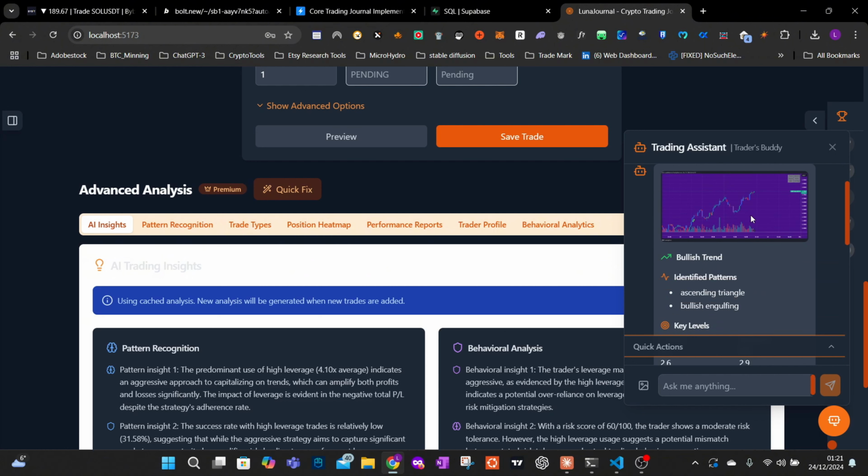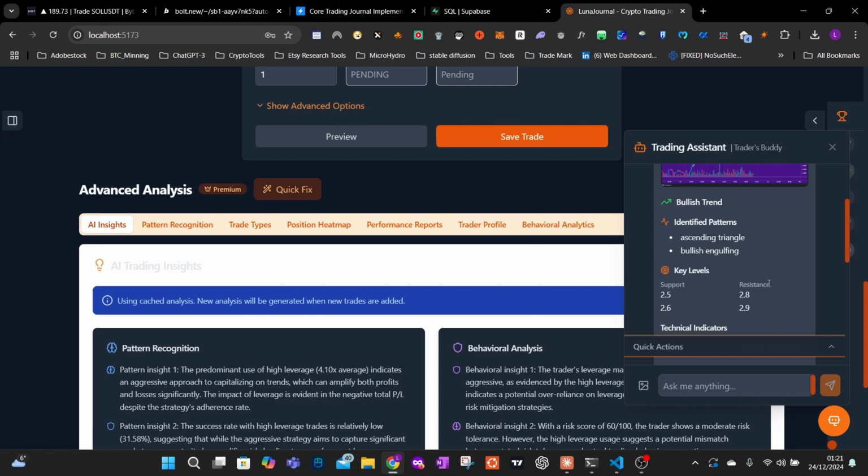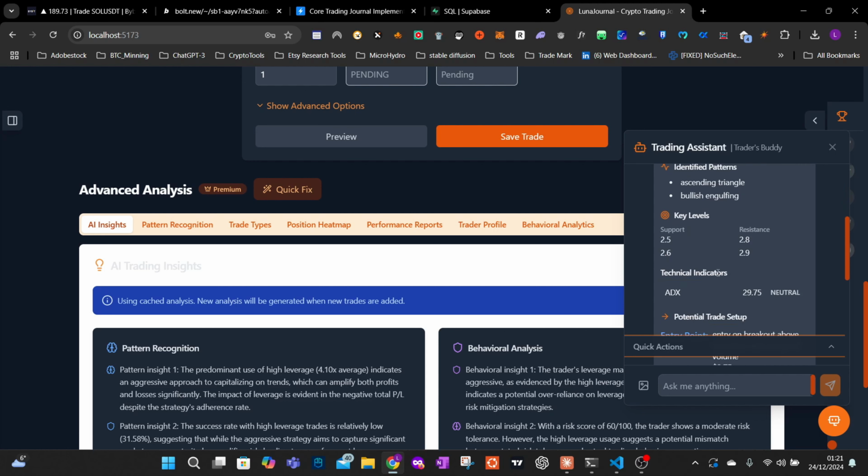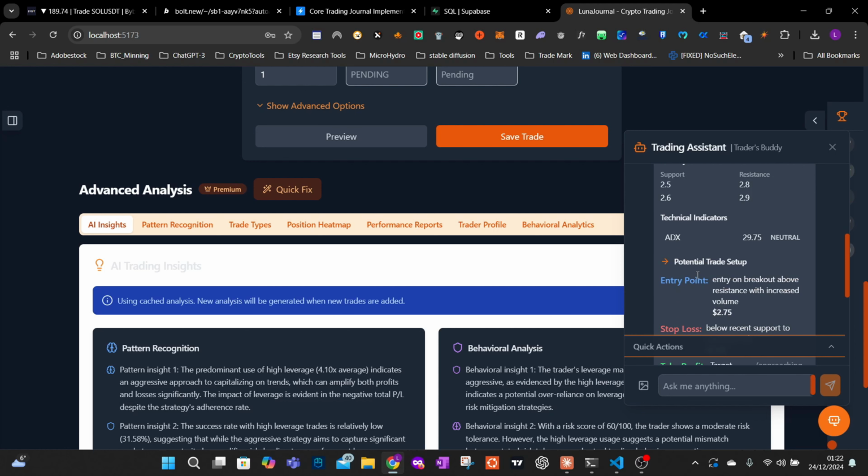It's in a bullish trend. It's identified a couple of patterns, ascending triangle, bullish engulfing. It also shows you the key levels for support and resistance. If you have some indicators on the chart, it will give you some information on those indicators. This is a special script, so it's just showing the ADX.